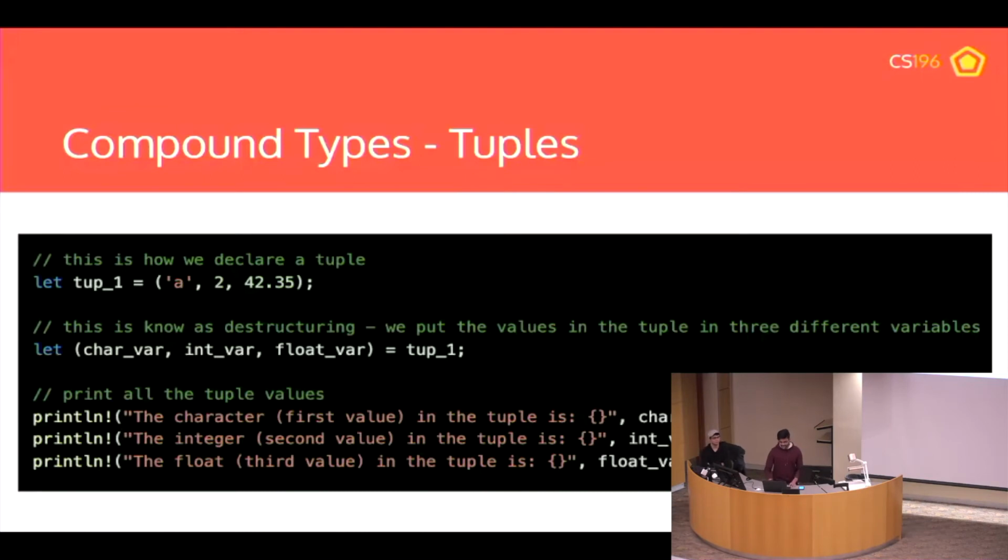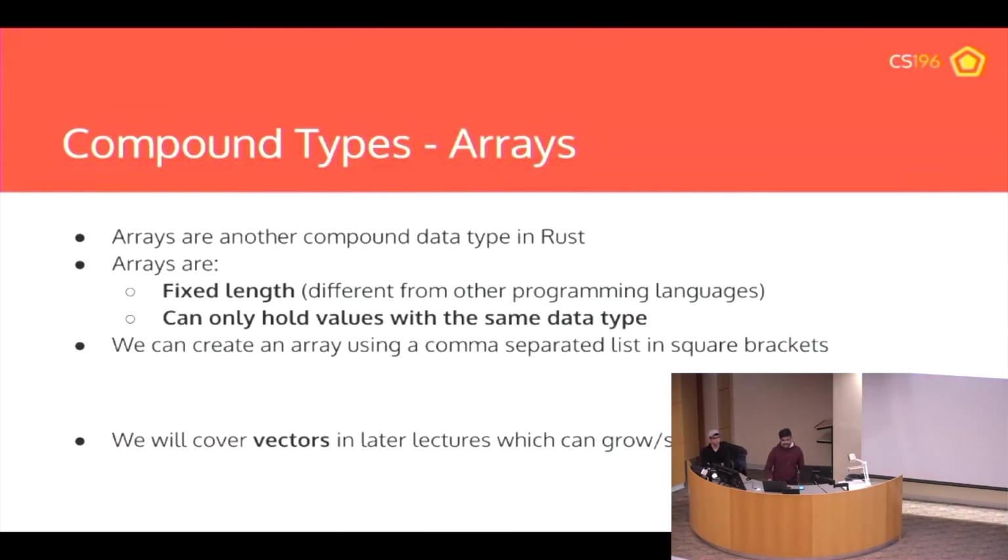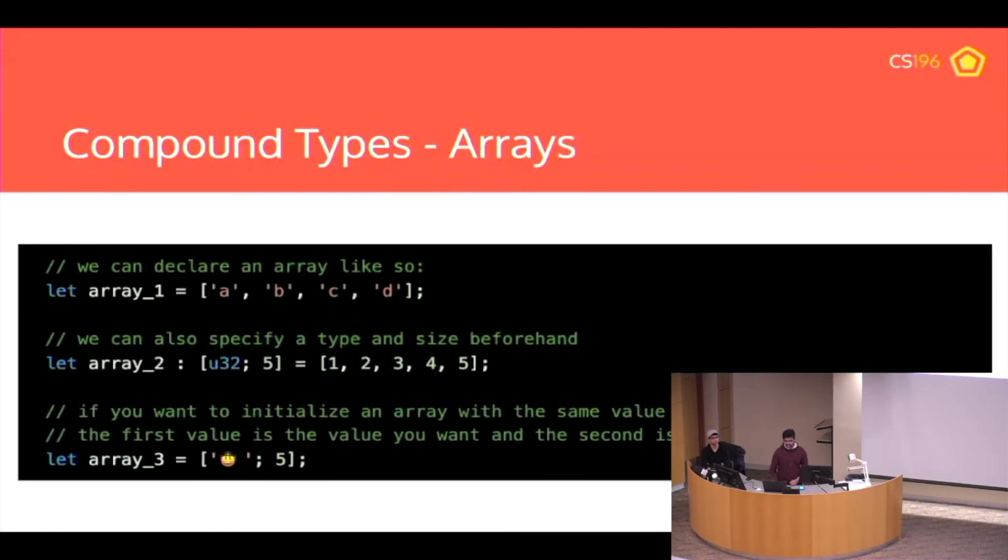All right, let's go on to arrays. Arrays are another compound data type in Rust, and they're very similar to tuples, except they're fixed length like tuples, but they can only hold values with the same data type. And we create an array in a similar way we create a tuple, except we use square brackets, not parentheses. Arrays aren't really that useful because they're fixed length, but we'll cover vectors later on, which can grow and shrink in size, and that's much more useful for the projects we'll be working on.